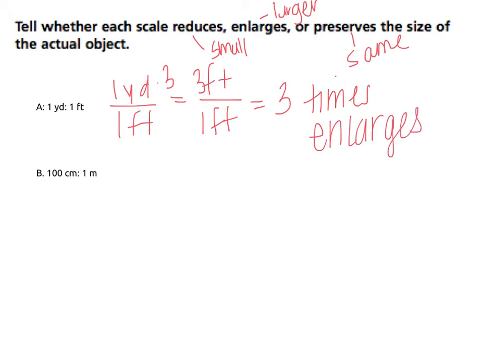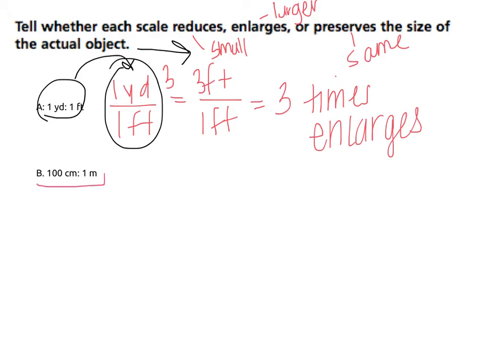So all we're going to do is take whatever conversion there, write it as a ratio first, and then make the conversion across. If you get a whole number, it makes it bigger. If it scales to 1, it would preserve or stay the same. If you got something like 1 over 3, that would mean it would make it smaller. So let's try another one.